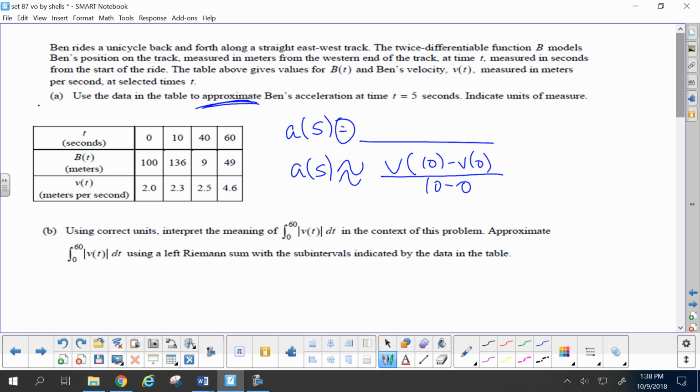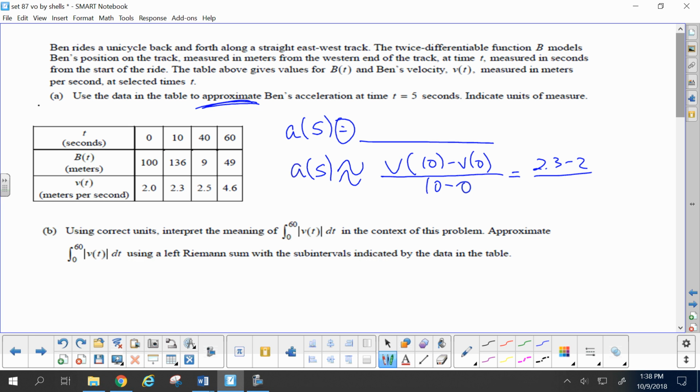What if somebody used different points, like 0 to 60? Why would that violate the idea of the derivative? What's the first part of the definition of the derivative? The limit as h goes to 0. The whole idea of the derivative is you get as close as you possibly can to the point of interest, and that's what the limit's there for. If you were to use 0 to 60, you're not using that limit idea. You're not getting as close as you can to the point of interest. So it should be something like 10 and 0 only.